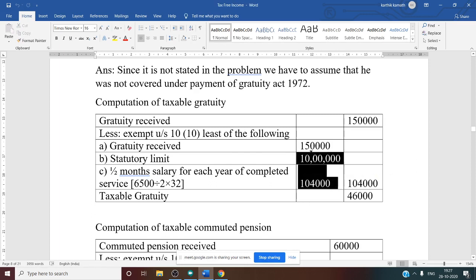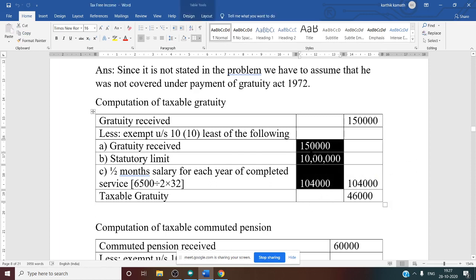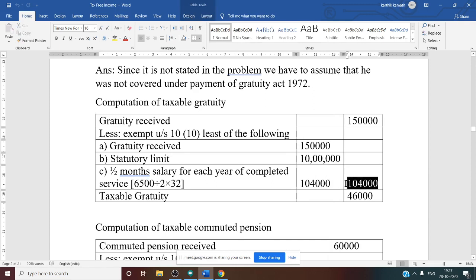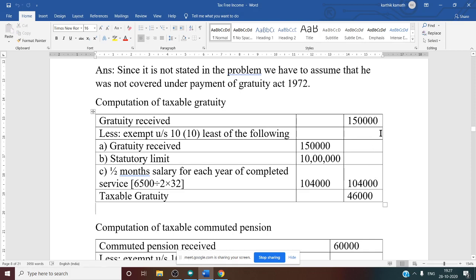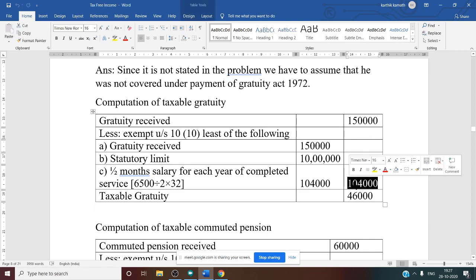Among these three conditions, the least is 1,04,000, so you write that in the outer column. 1,04,000 is exempt. On 1,04,000 there is no tax payable. But what is the question? The question is we want taxable gratuity. So how to get taxable gratuity? From gratuity received you deduct the exemptable amount, that is 1,50,000 minus 1,04,000. You will get 46,000. That is our taxable gratuity. On 46,000 there is tax. So now one calculation is over.